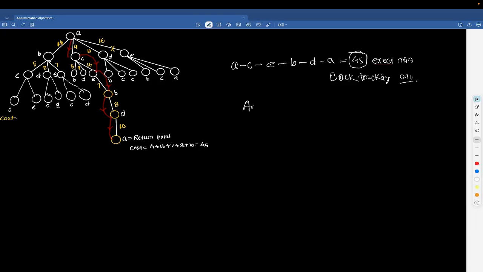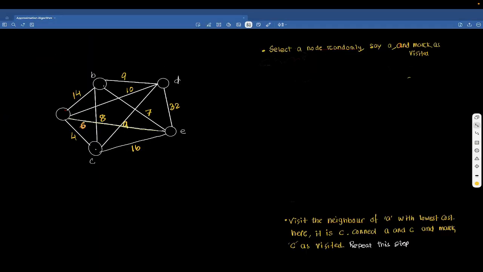algorithm. Now we will use approximation algorithm. We'll compare the cost of both the methods. Now we'll be applying the approximation algorithm on the same graph shown in the diagram. There are two methods in approximation to solve the TSP problem: the nearest neighbor approach and the Christoff's algorithm. We'll be using the nearest neighbor technique in order to solve the problem.